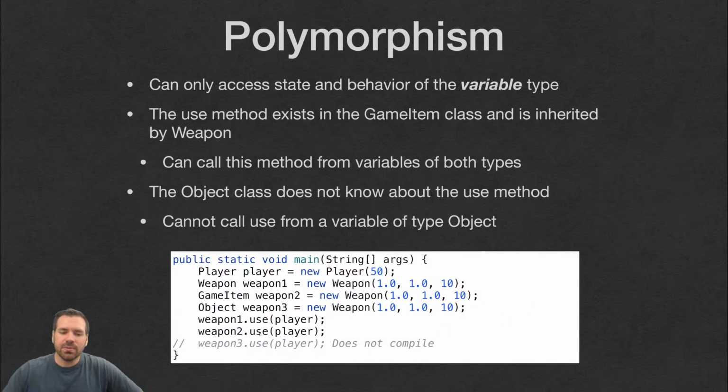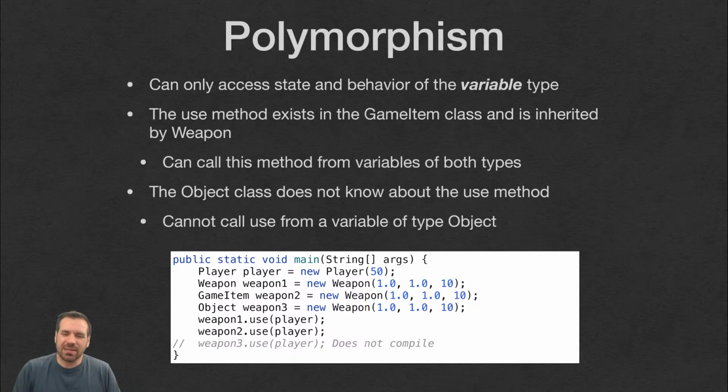But say we want to call the use method. Recall the use method was defined in the GameItem class. So we can call use from our GameItem variable. We can call that here, and we can call it from the Weapon variable. Both of these types, Weapon and GameItem, know about the use method. So we're allowed to call those. It's perfectly fine.